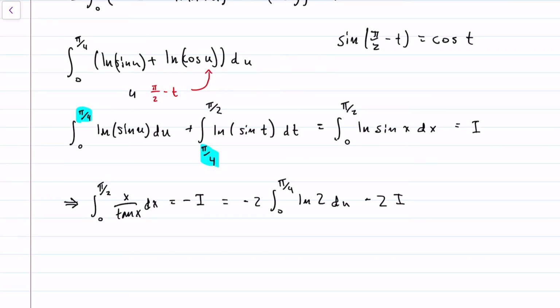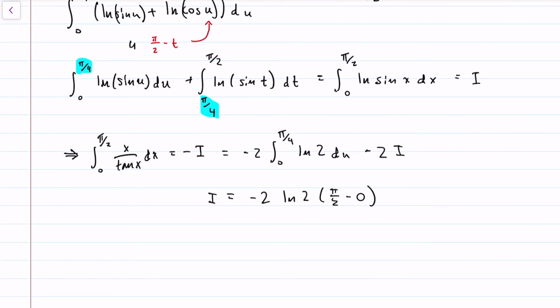Now if you focus in on this equation here, and you add this to the other side, you get I. So I is equal to negative 2 times, let's handle this integral really easily. Pull the ln of 2 constant out, then you'll have the integral from 0 to pi over 4 du, which is just the difference between pi over 4 and 0, which is just pi over 4. Sorry, I knew I was missing something. But double pi over 4 is pi over 2, however you want to see it. So it's going to be negative pi over 2 ln of 2, but that's I.